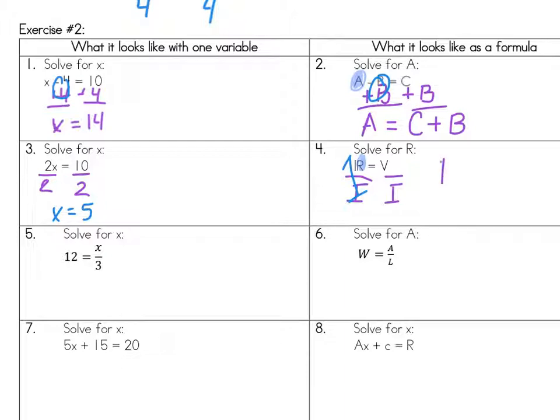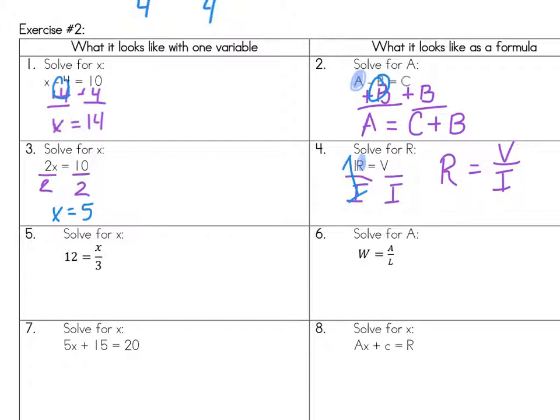I'm left with r on the left-hand side is equal to, and since v and I are not like terms, I can't divide like I did in example 3. 10 divided by 2 is 5. I can't do that with v divided by I. So I'm just going to leave it. V divided by I. And there's your final answer.